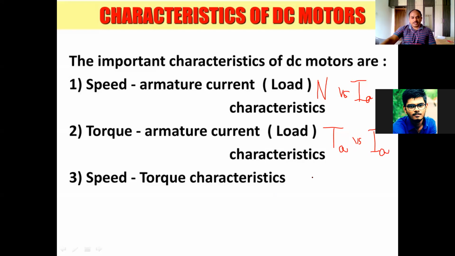Speed and torque characteristics: speed versus torque. Speed is a mechanical parameter, and torque is also a mechanical parameter, the armature torque. So these are the three characteristics of DC motors.